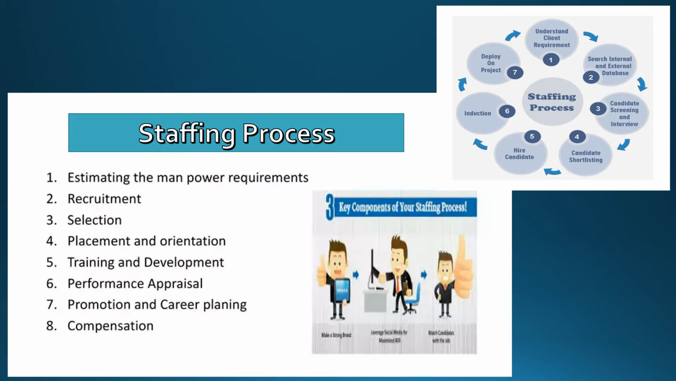Fifth one is training and development. After selection and placement, the person is sent to the training department. Means for the job they are hired for, they need to be trained. Afterwards, performance appraisal. Seventh one, promotion and career planning. And lastly, compensation. So these are the staffing process.